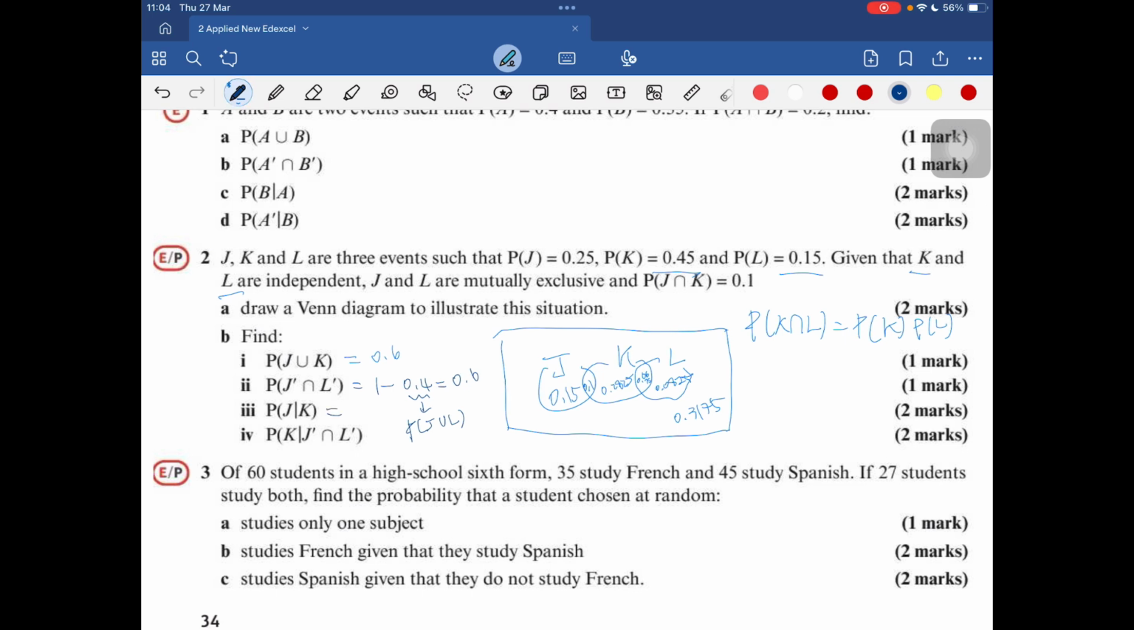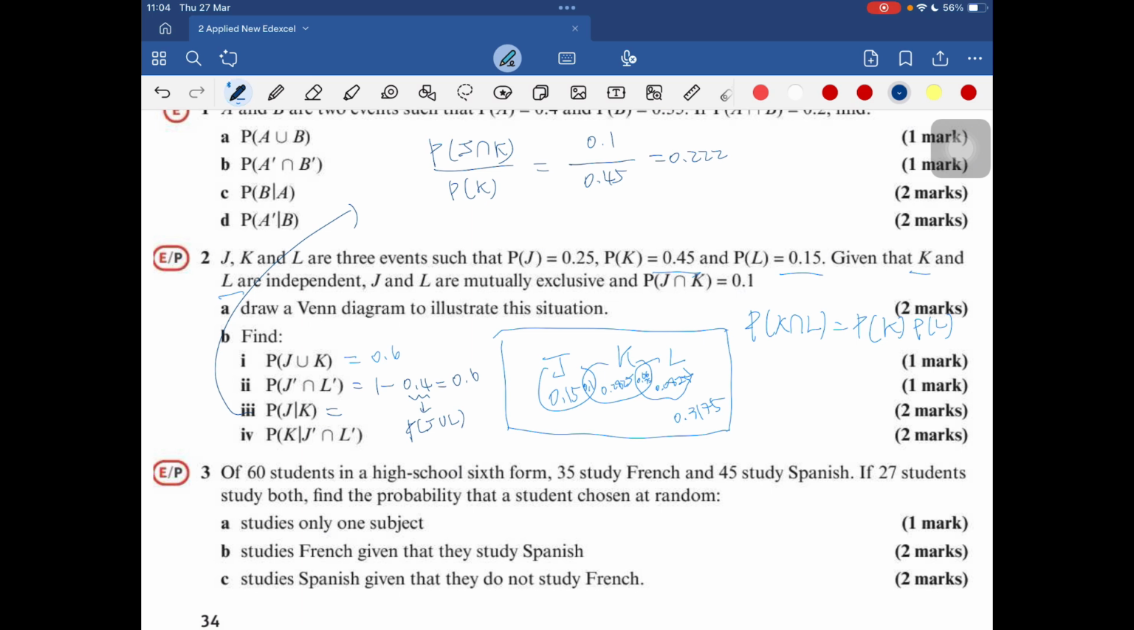And this is conditional probability out of K. So J given K: the probability of J and K out of the probability of K. J and K is 0.1, the probability of K is 0.45. So this is 0.222.